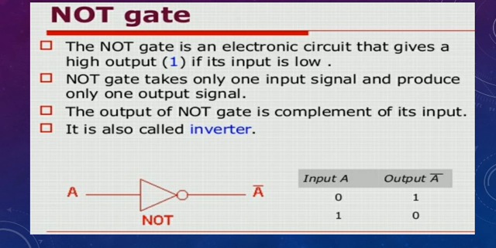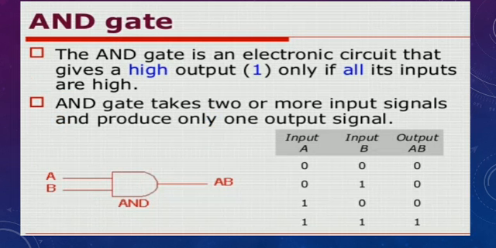Okay, students, right? And next, the AND gate. The AND gate is an electronic circuit that gives a high output only if all inputs are high. The gate takes two or more input signals and produces only one output signal.